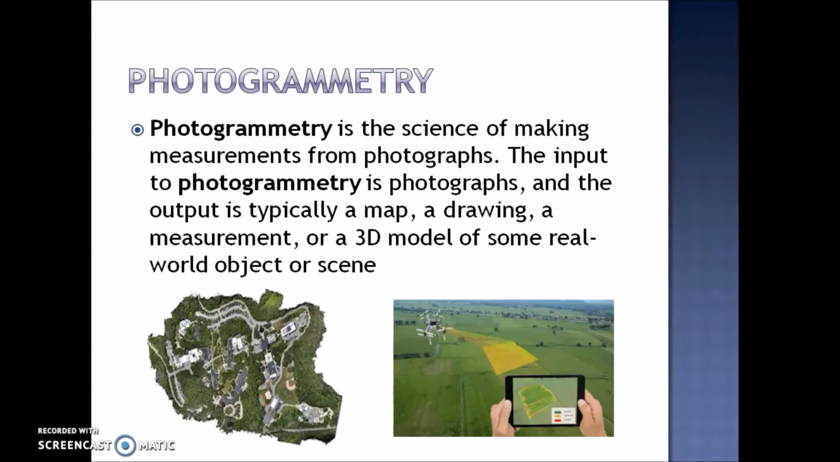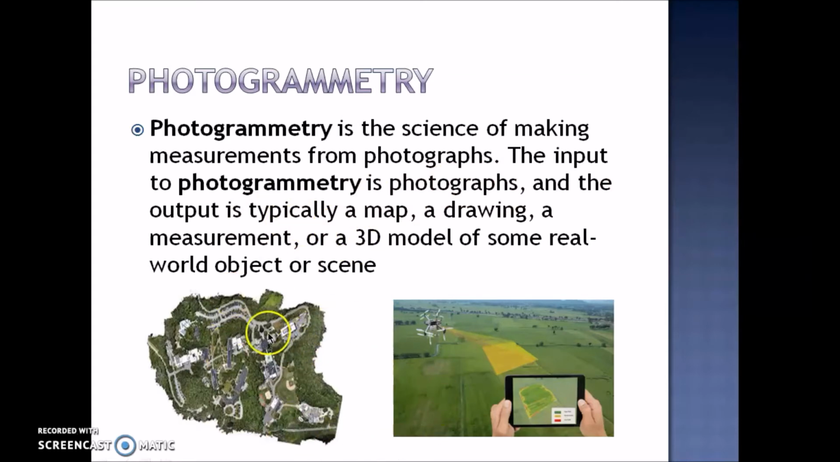The first term is photo, and the other one is grammetry. The term itself defines the measurements, by looking at a photograph and measuring the land or whatever respective site we have been given. Photogrammetry is the science of making measurements from photographs. The input of photogrammetry is simply the photographs and the output is the map.